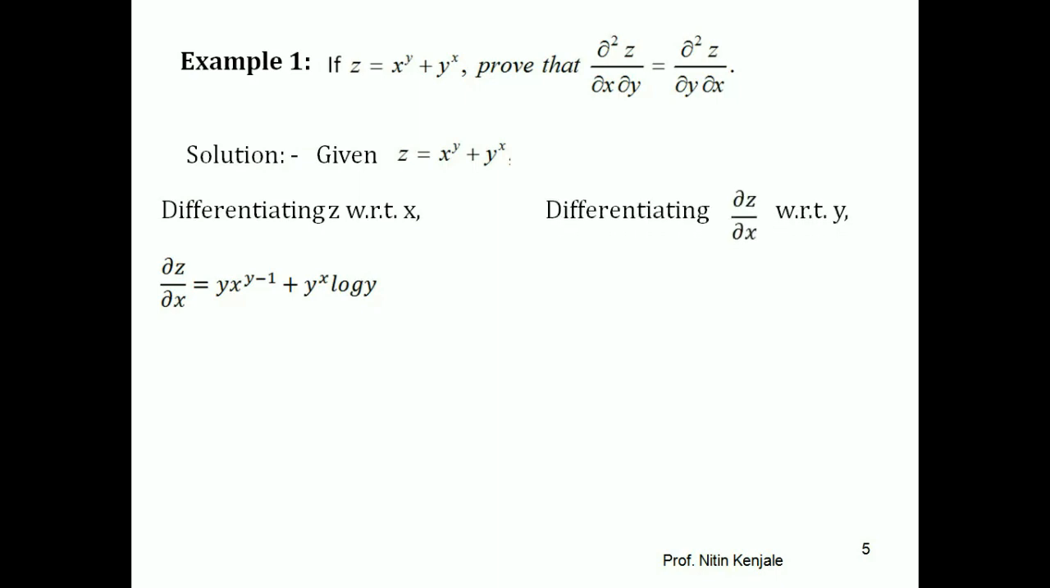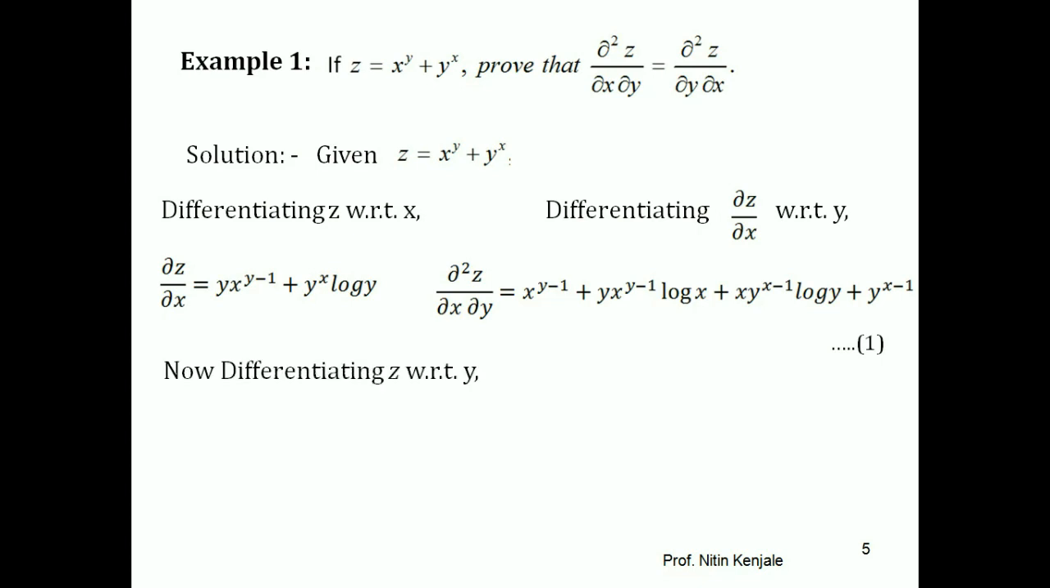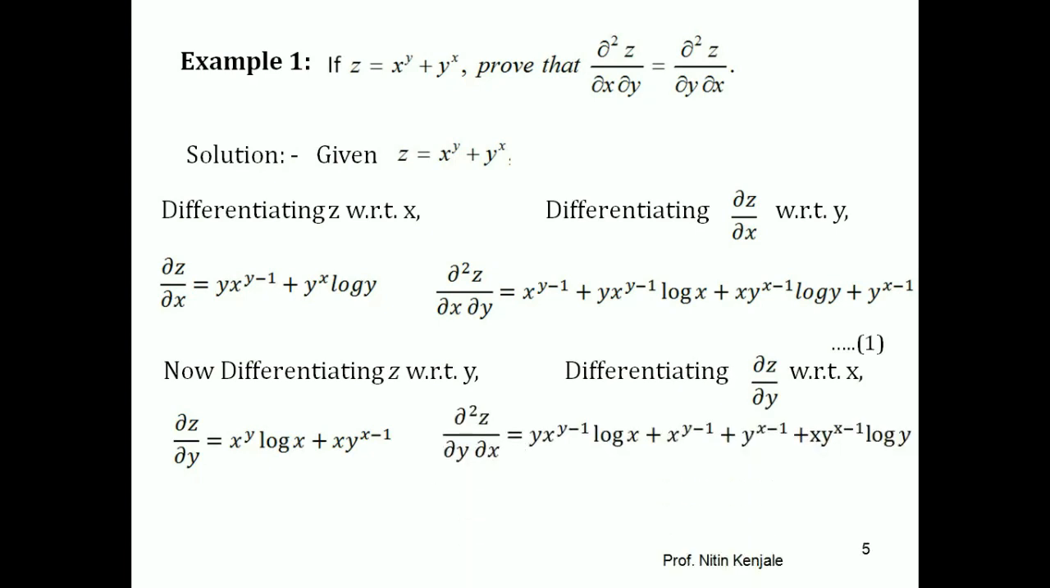Now redifferentiating del z by del x with respect to y, we get del 2z by del x del y is equal to x raised to y minus 1 plus y x raised to y minus 1 log x plus x y raised to x minus 1 log y plus y x raised to y raised to x minus 1. We denote this as equation number 1. Similarly, we find del z by del y and we differentiate del z by del y with respect to x. We get this. We label this equation as equation number 2.